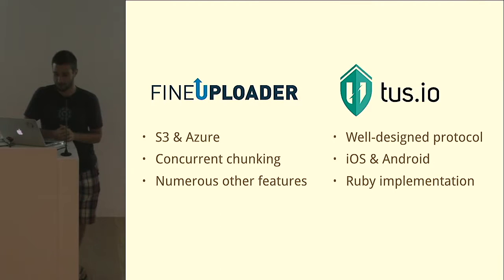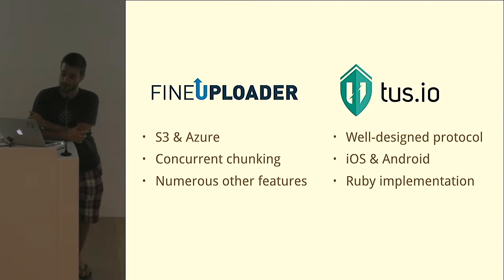So for me, I think the best solutions are either FineUploader or TUS.io for resumable uploads. FineUploader is a mature JavaScript library. It has loads of features. And what's nice about it is that it also supports resumable uploads directly to Amazon S3 or Microsoft Azure, which is really cool. And between those two, it's the only one that currently supports concurrent chunking. TUS.io has it in the protocol, but the official JavaScript library doesn't implement it yet.